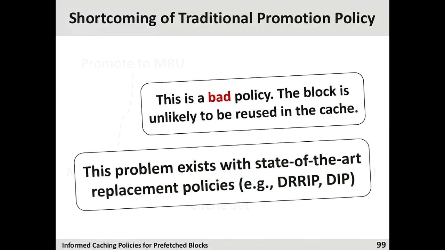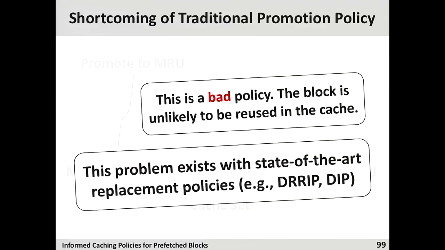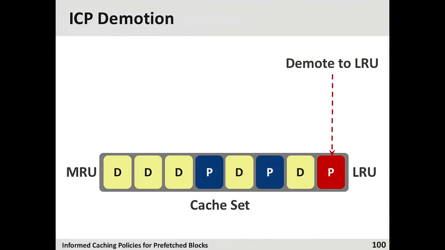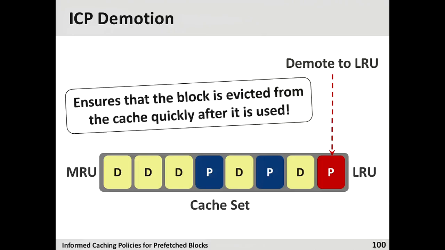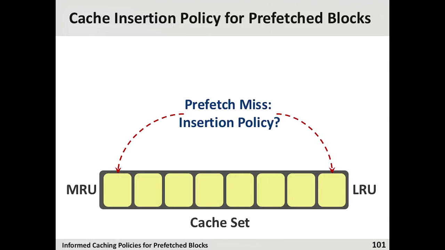And the problem exists with all of the policies, including the dynamic insertion policy that we've discussed. They all promote whenever you get a hit to a block. But given the data I've shown you, the right thing to do perhaps is this: whenever you hit a prefetch block, you say, I'm going to be done with it, because it's likely that I'm not going to reuse it. And it turns out this improves performance significantly. It's a very, very simple thing to change in the cache.